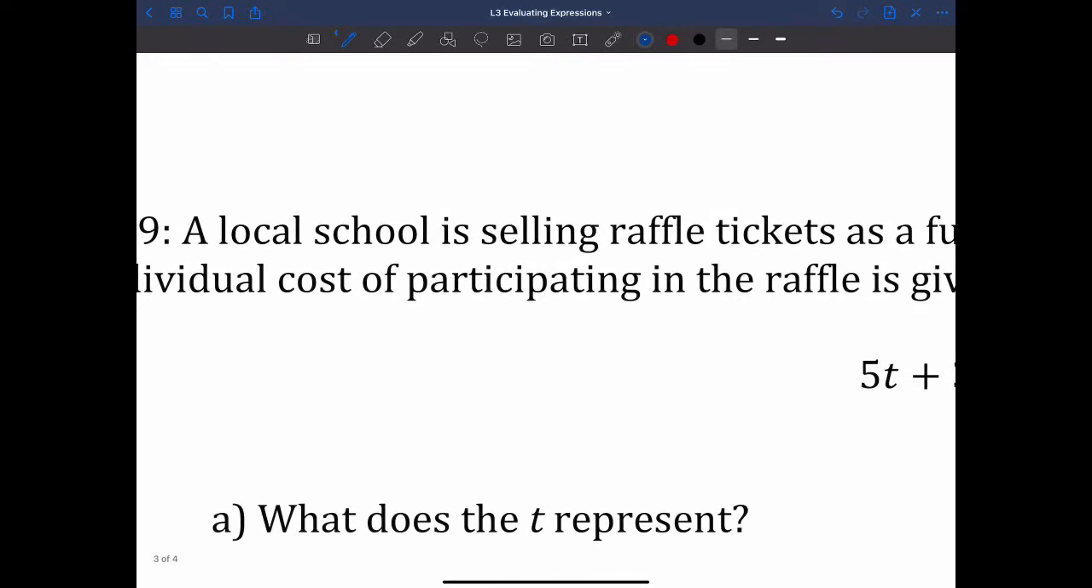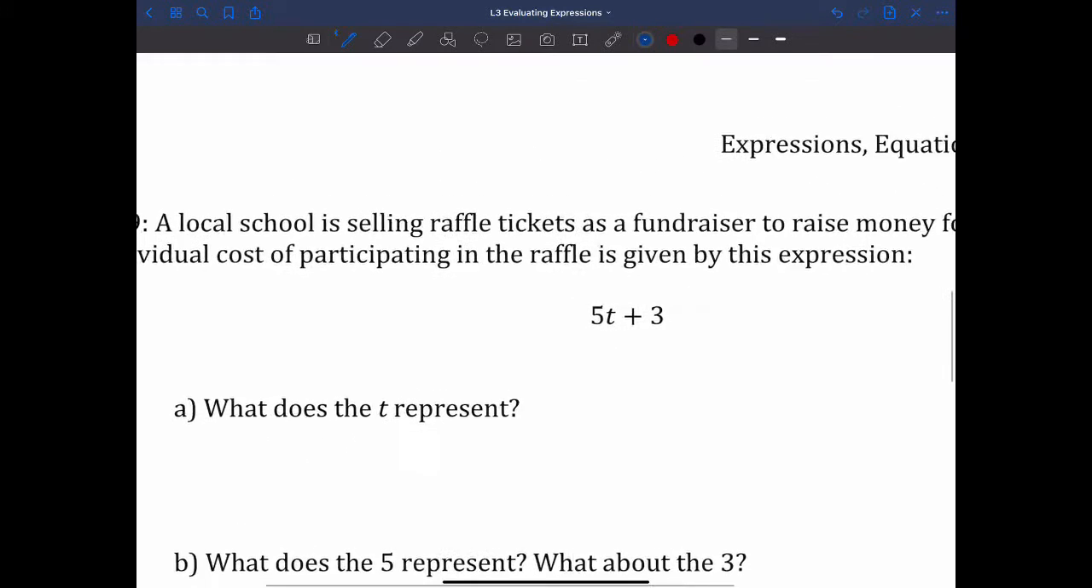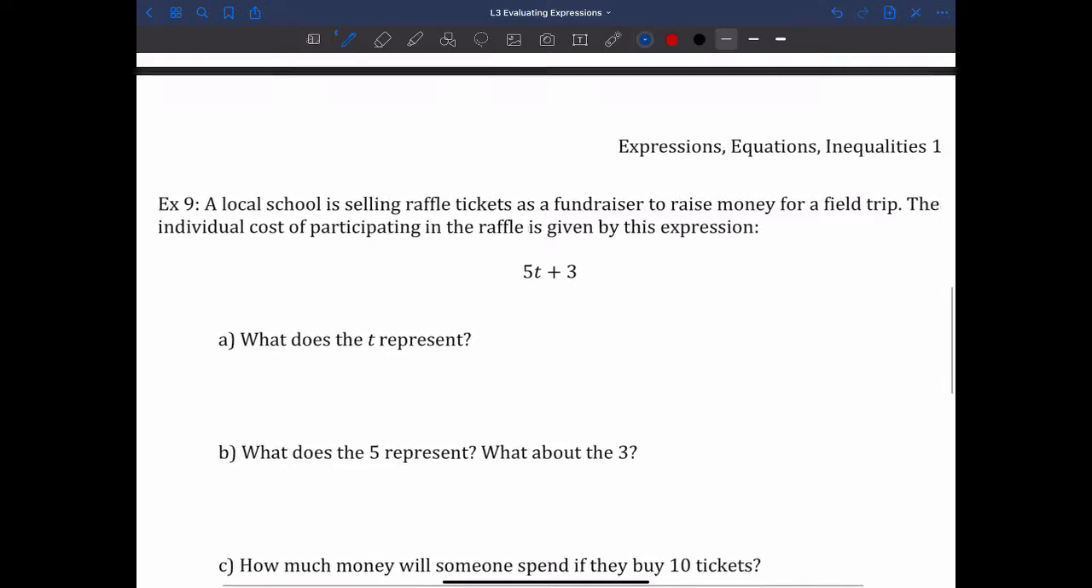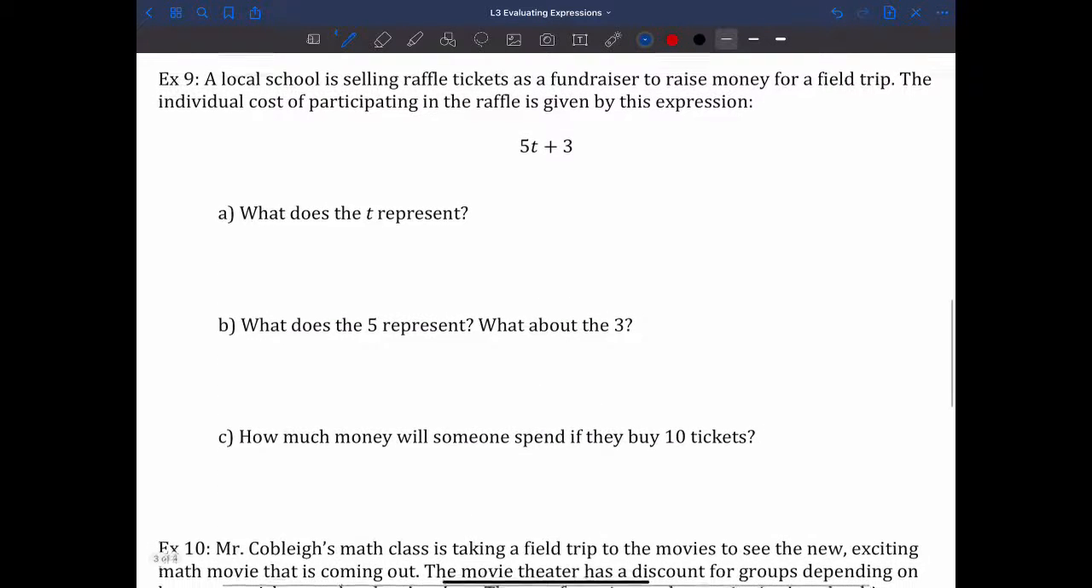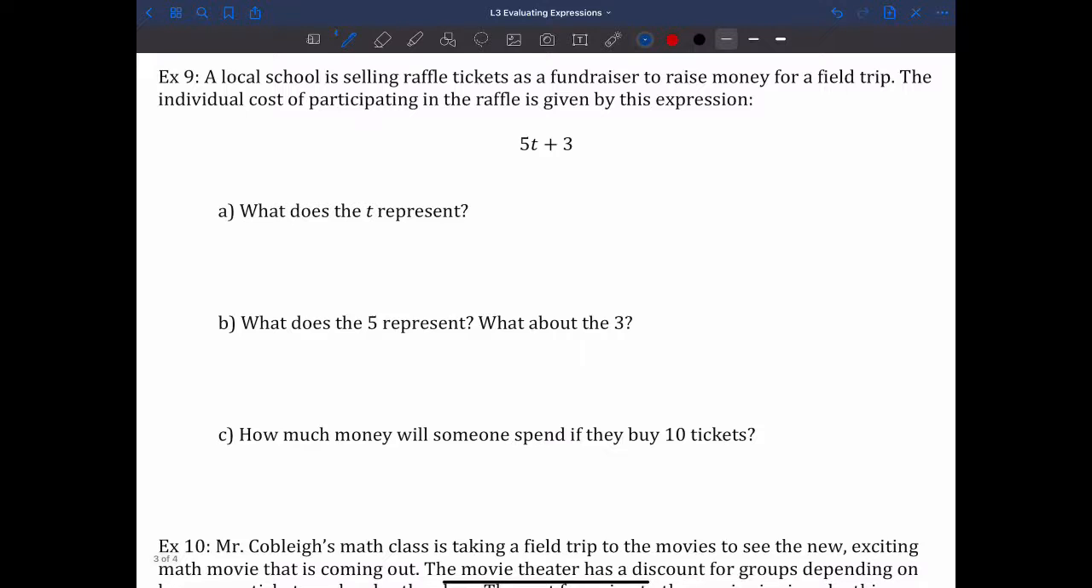So let's talk a little bit about word problems. Hooray, everybody's favorite thing. So a local school is selling raffle tickets as a fundraiser to raise money for a field trip. The individual cost of participating in the raffle is given by this expression, 5t plus 3. So when you have an expression, right, and you're looking at what the variable represents, what we want to think about is, all right, what might be changing in this situation?